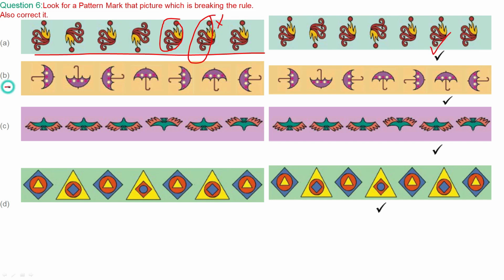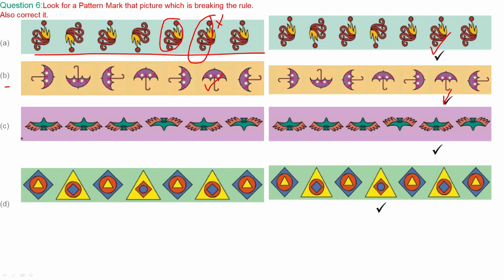The B, second one, umbrella. Slanting, down, then left turn, then position. Again it is a turning. Now you see where the rule is breaking. The last here the rule is breaking. So put a tick mark where the rule is breaking.